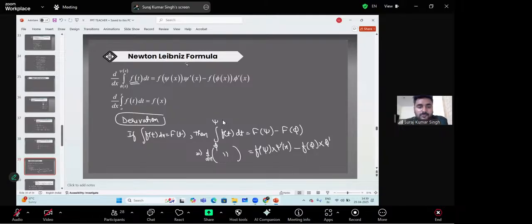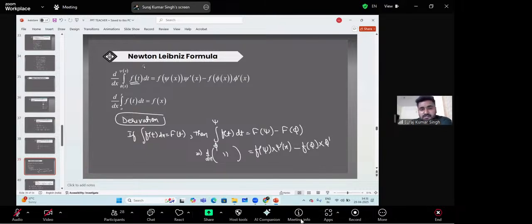Okay, no problem. So the next one is the Newton-Leibniz formula. It is a very, very important formula. We should tell the students about it, because it is not given in the NCERT book, but questions are asked at the mains and advanced level, and in other competitive exams, also in engineering.